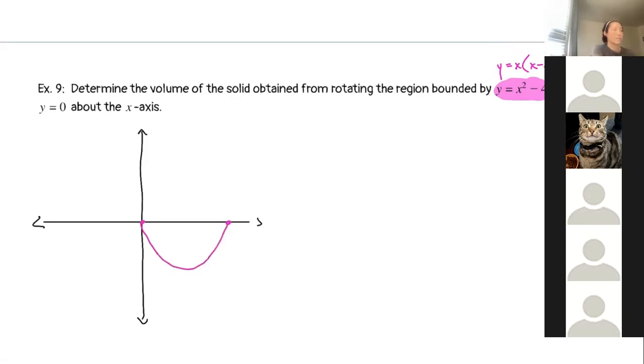And we are taking this and we know that the other function that is bounding this is y equals 0. Now, what does y equals 0 look like? If I were to sketch that here, what does y equals 0 look like? That's just the x-axis, exactly. So what we really got here is something like this, right?